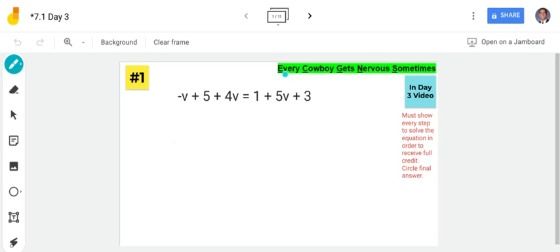Step 1, the e on every reminds me to eliminate the parentheses if I see them. I'm looking at equation 1, I see no parentheses, and so I know I don't need to eliminate them by the distributive property. So I move on to step 2.